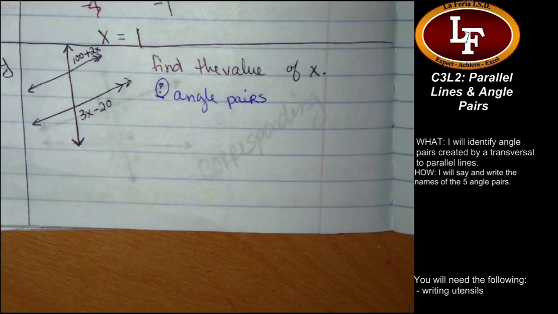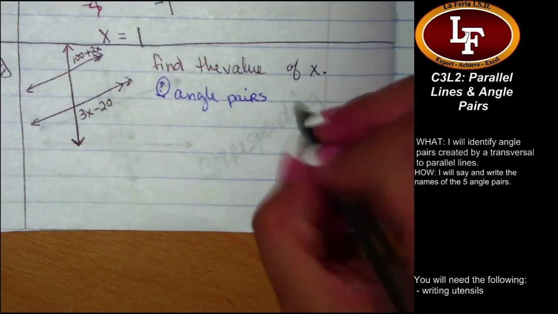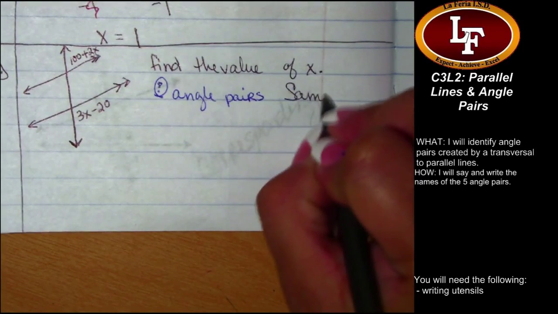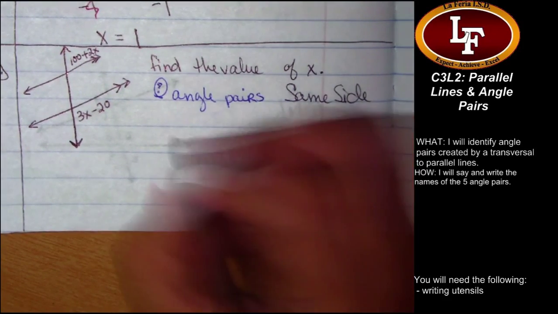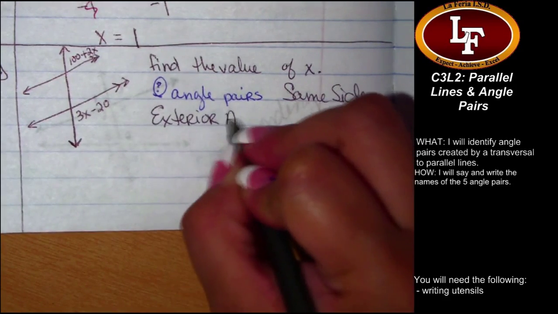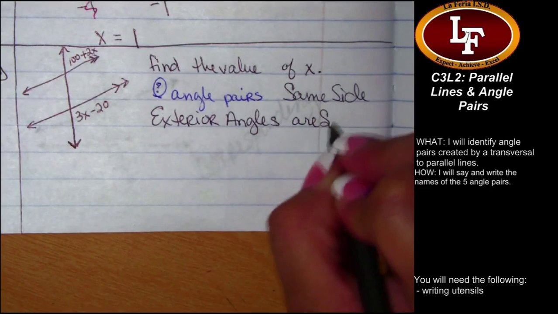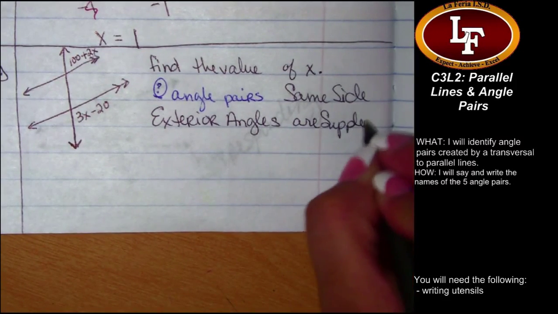Exterior angles. Same side exterior angles. They are on the same side of the transversal and they are outside the lines being intersected. These are same side exterior angles. From your notes from yesterday, you will get told that same side exterior angles are supplementary. And what does supplementary mean?